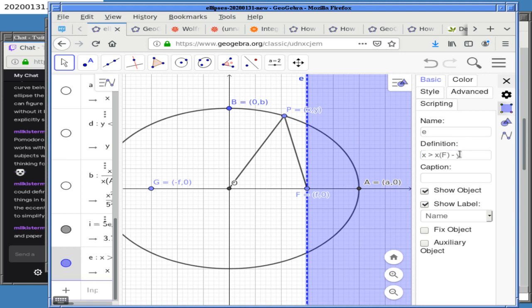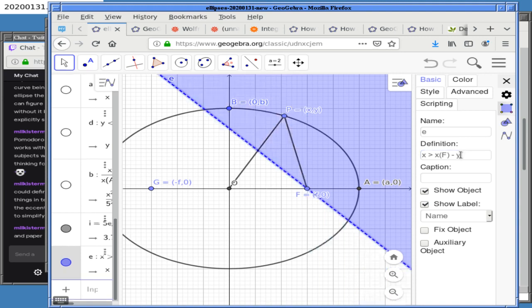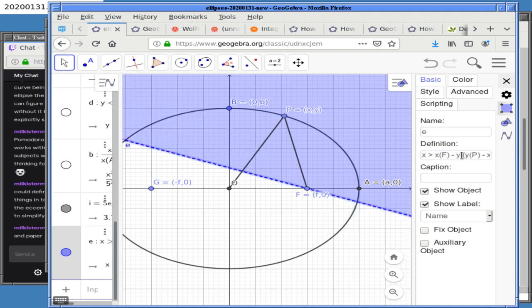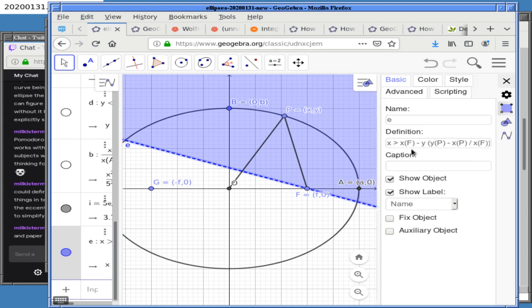Y, let's see what that does. That's just going to look weird. So it has to be y times the slope, which is rise over run, which is y over x minus f, or y of p minus x of p over x of f. I think that is the wrong formula. Okay. X is greater than x of f minus y times, did I? I meant to put a parenthesis in there for sure. That's over x of f.